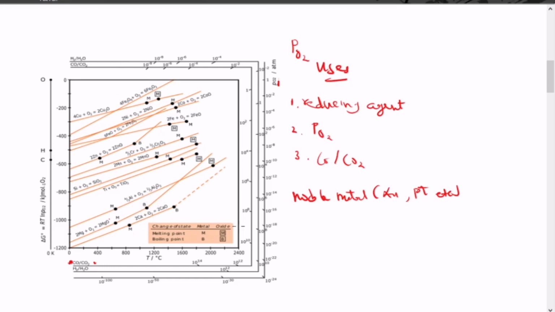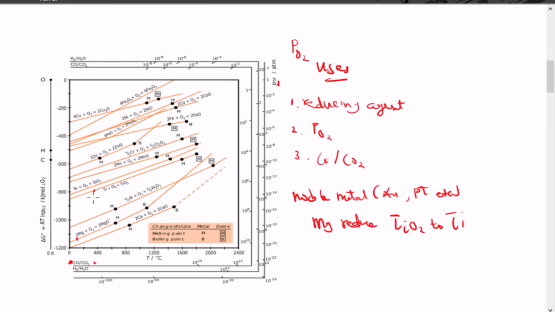Now let's take one example. Can magnesium reduce titanium oxide to titanium? Let's see that. When such a question is given to you, you go back to the Ellingham diagram. Then you locate these two lines, magnesium and titanium. So this line represents the magnesium line and this line represents the titanium line. Now the question is: can magnesium reduce titanium oxide to titanium?